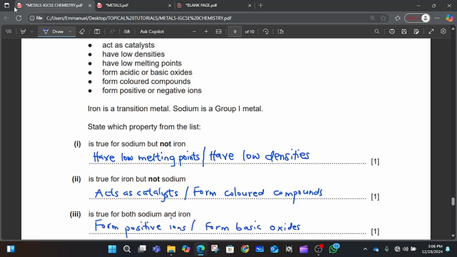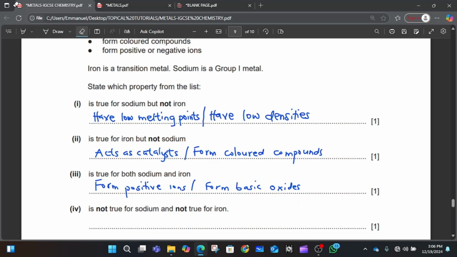III is true for both sodium and iron. All metals form positive ions, and so sodium and iron can also form positive ions. Sodium and iron can also form basic oxides. IV is not true for sodium and not true for iron. Form negative ions cannot be true for sodium and iron because metals form positive ions. Then metals also form basic oxides or some form amphoteric oxides. So it is non-metals that form acidic oxides. So these two metals cannot form acidic oxides.